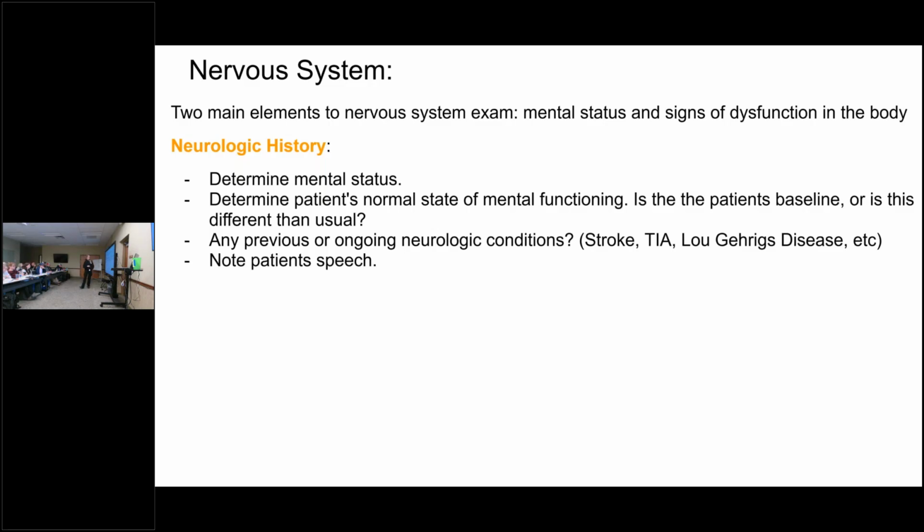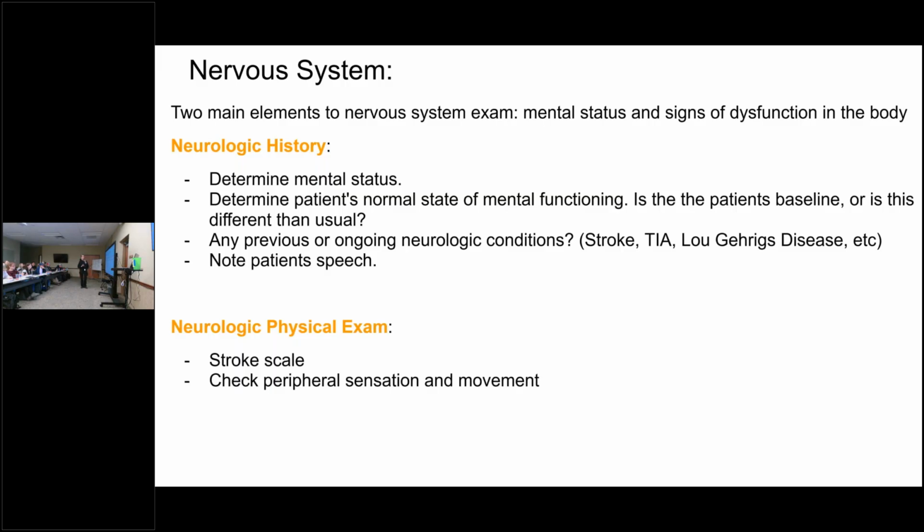We want to note the patient's speech as well. They might have aphasia going on where they can't talk. They might have slurred speech that can clue you into strokes, TIAs, things like that. So in the physical exam, we want to perform a stroke scale. If they're altered, if we suspect that there's some sort of a stroke or neuro problem going on, we want to perform a stroke scale. Have you guys talked about stroke scales at all? Not yet? Okay.